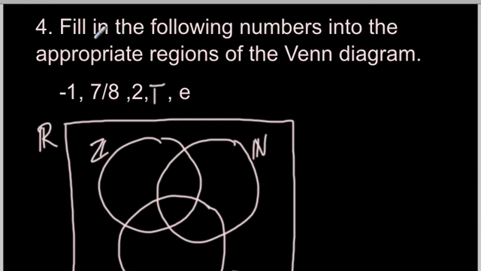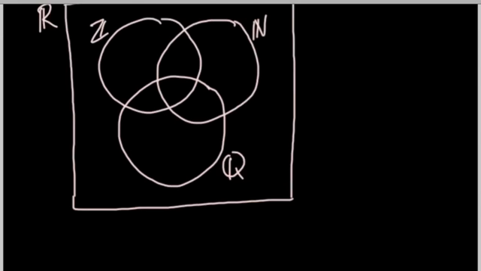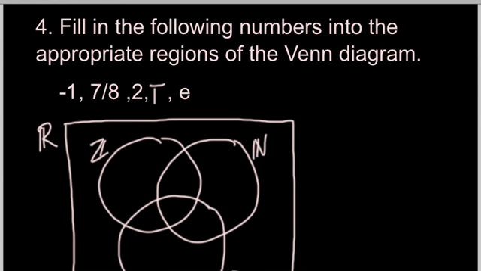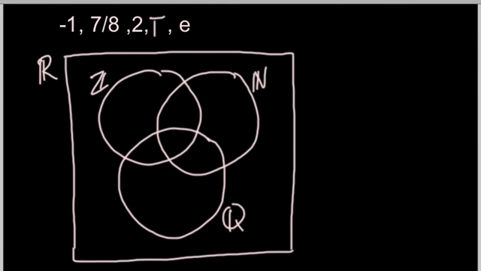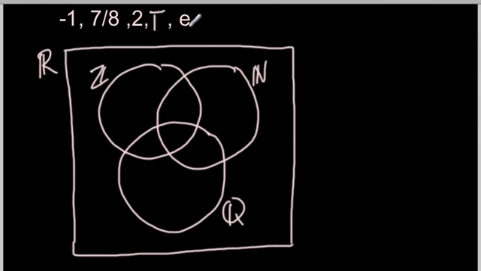Number 4. There's not much room here, so I'll have to go up a little bit. Fill in the following numbers into the appropriate regions of the Venn diagram. Let me scroll down a bit, and these are the numbers. This is supposed to be pi, by the way. I don't know why it didn't show up. So it's negative 1, 7/8, 2, pi, and 3.